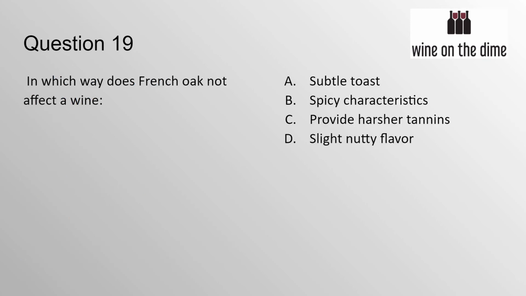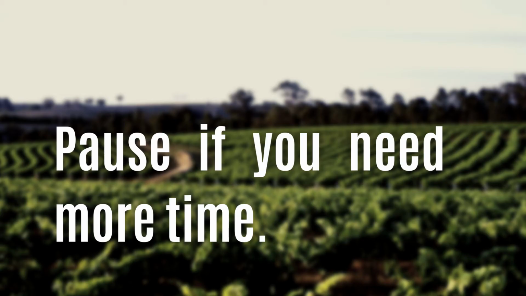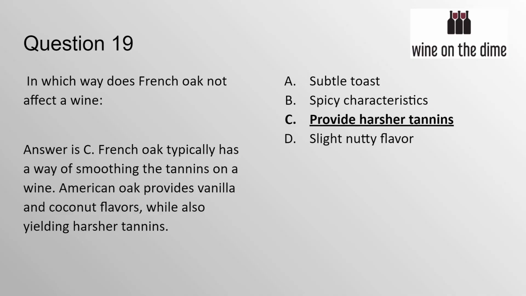Question 19. In which way does French oak not affect a wine? A. Subtle toast. B. Spicy characteristics. C. Provide harsher tannins. D. Slight nutty flavor. The answer to this is C. Provide harsher tannins. French oak typically has a way of smoothing the tannins on wine. American oak provides vanilla and coconut flavors while also yielding additional tannins.